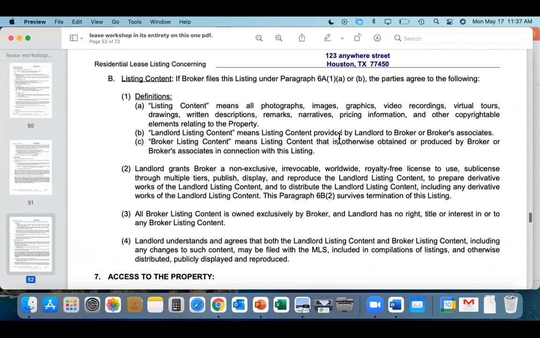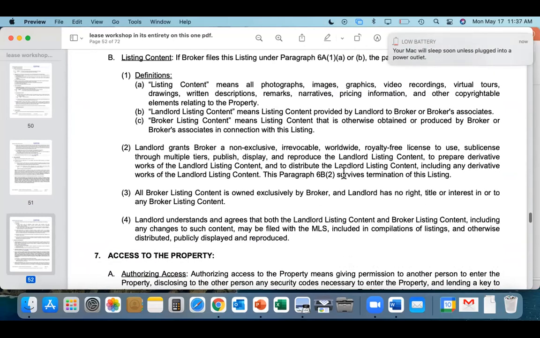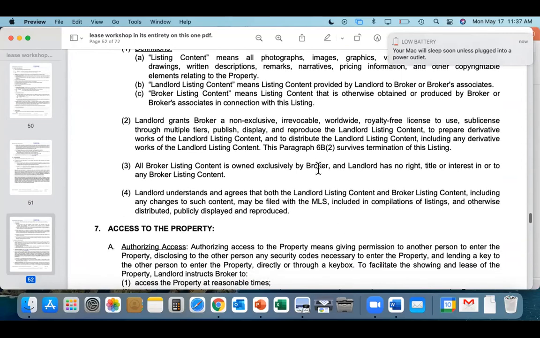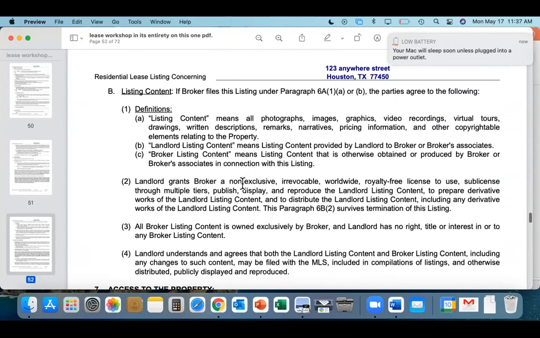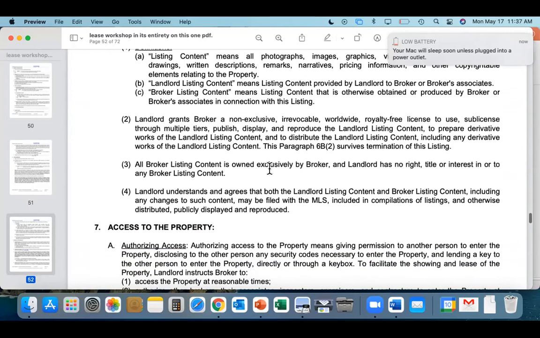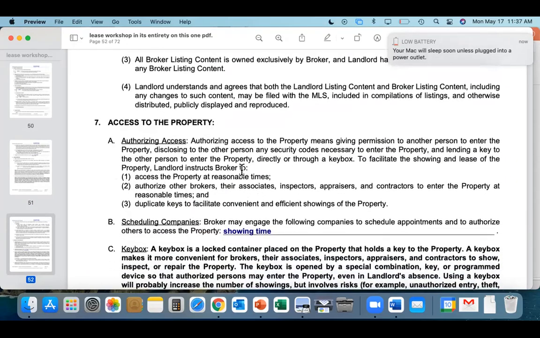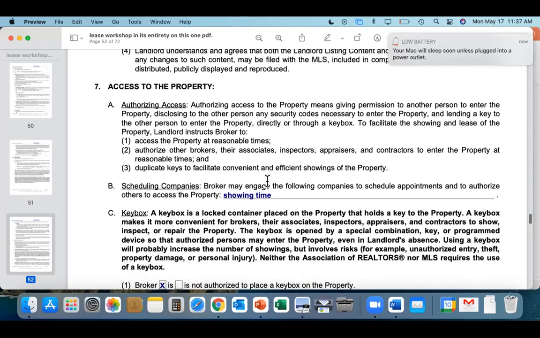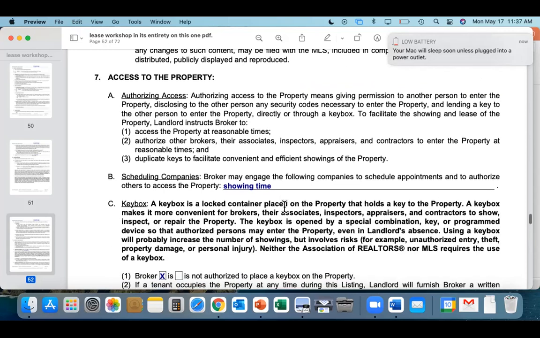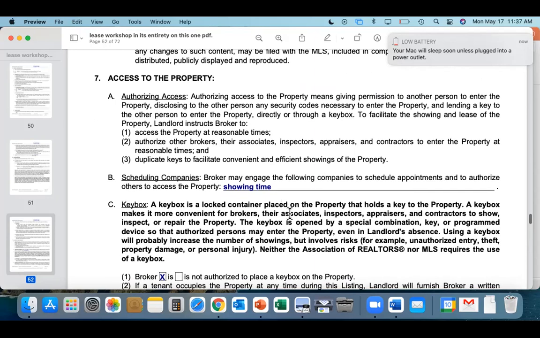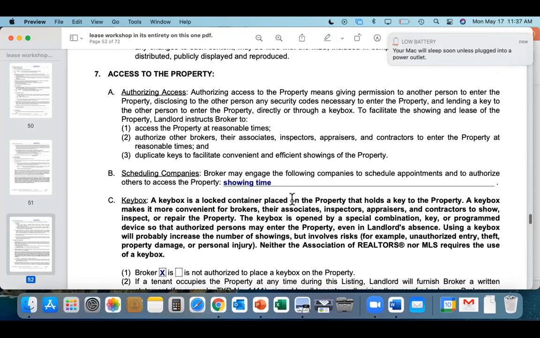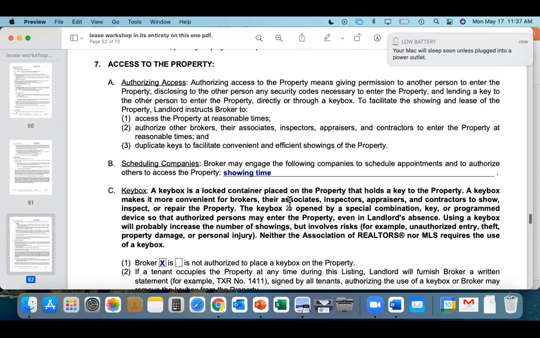So, this is all regular listing. This is a paragraph you typically see in our regular listing agreements. Access to the property is important. It lets the landlord know that we need access to the property, just like in a regular listing, and we need to make sure the tenant's okay with that. We do have a separate tenant agreement that we'll have the tenant fill out.